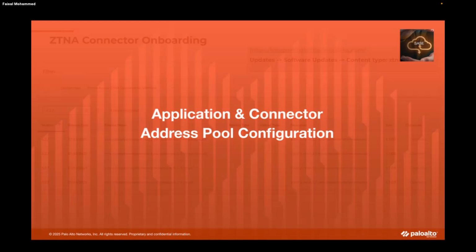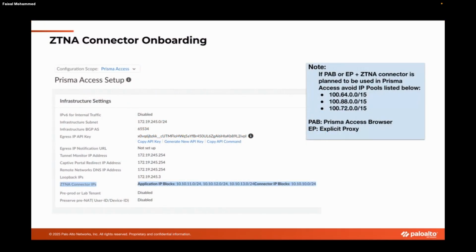Okay. Application and connector address pool configuration. This configuration is available under the infrastructure settings for Prisma Access in Strata Cloud Manager. If you notice here, you have a specific line item called ZTNA connector IP blocks, which is the application IP block and the connector IP block. As I mentioned to you earlier, if you are considering using Prisma Access Browser or explicit proxy, try to avoid these subnets. You can use anything outside this range.